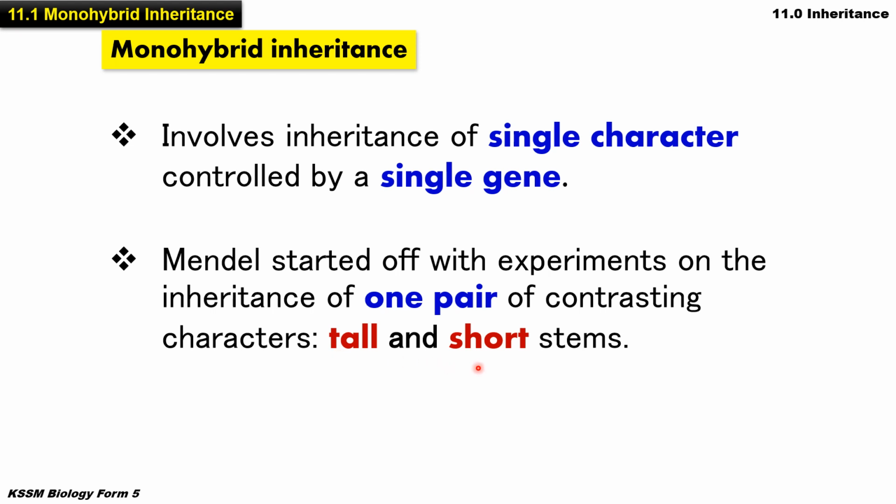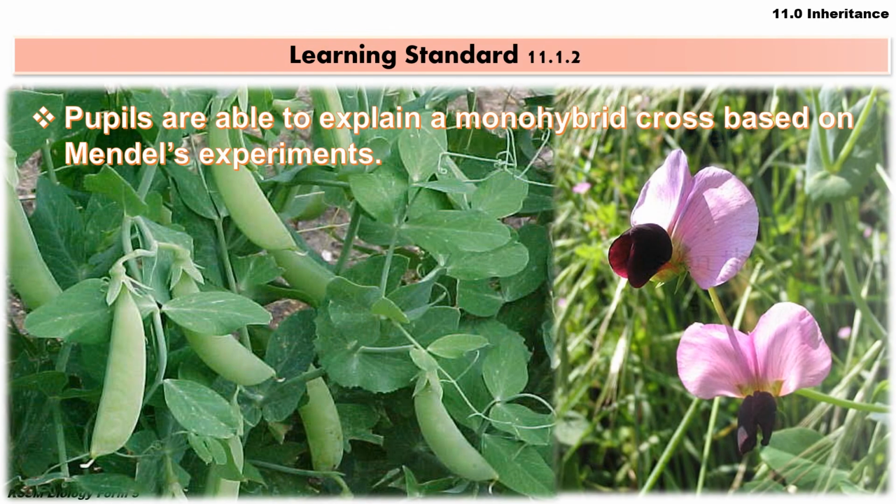Boleh? Okay, so tolong salin sikit dalam buku rampaian, what is monohybrid inheritance? Title, monohybrid inheritance. So definition of monohybrid inheritance: this involves inheritance of a single character controlled by a single gene. So what Mendel did is, dia buat satu eksperimen. Kita akan tengok how Mendel did the experiment.